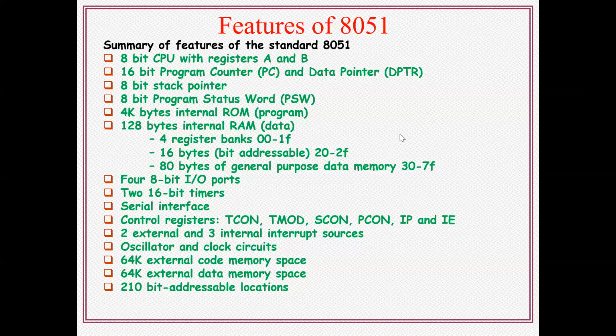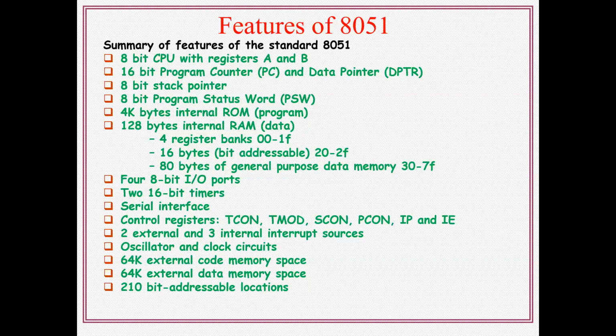And the next one is 80 bytes of general purpose data memory. Whatever the remaining locations, the locations from 30H to 7FH are called general purpose data memory. So total 128 bytes are available, starting with 00H, ending with 7FH. In that 128 bytes, 00H to 1FH is reserved for register banks, 20H to 2FH is reserved for bit addressable locations, and 30H to 7FH is reserved for general purpose memory.